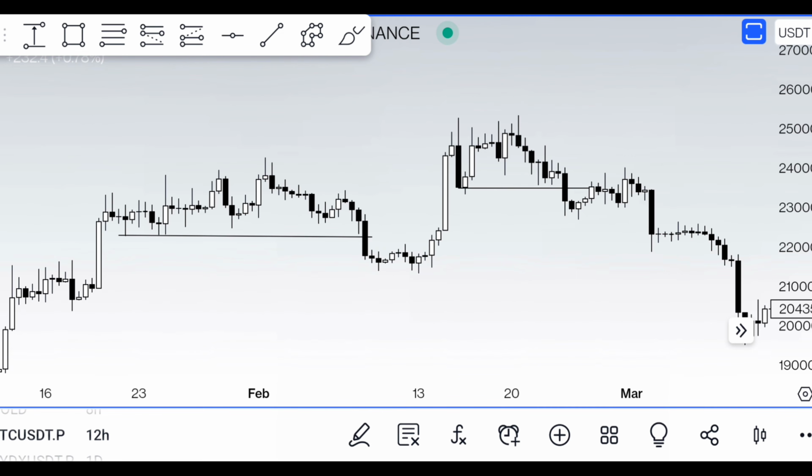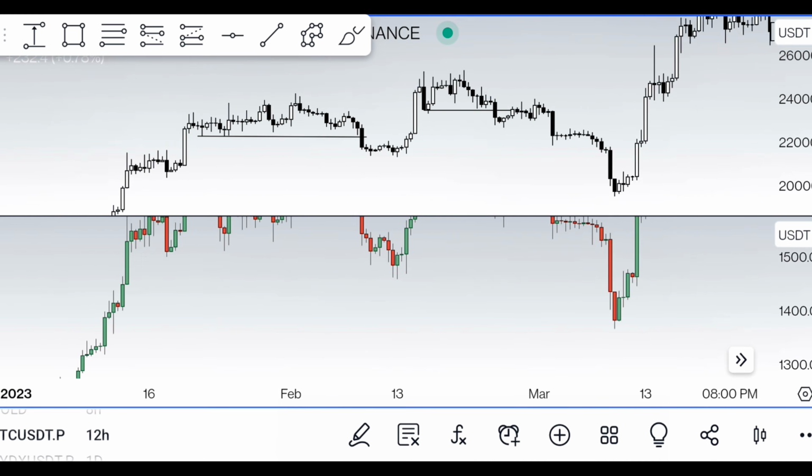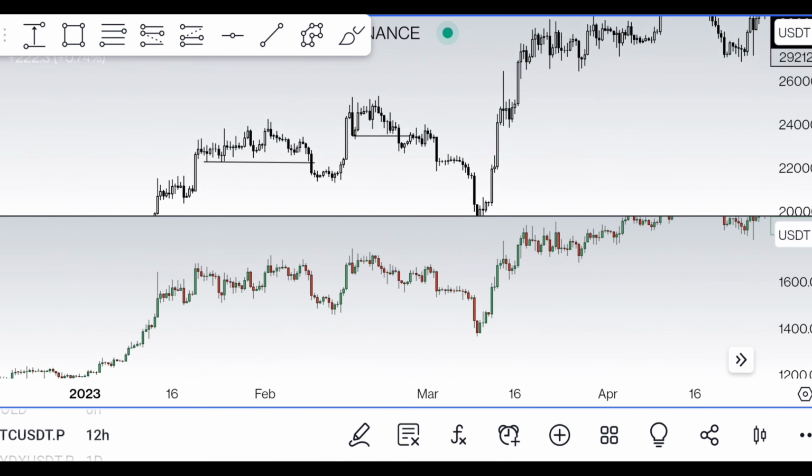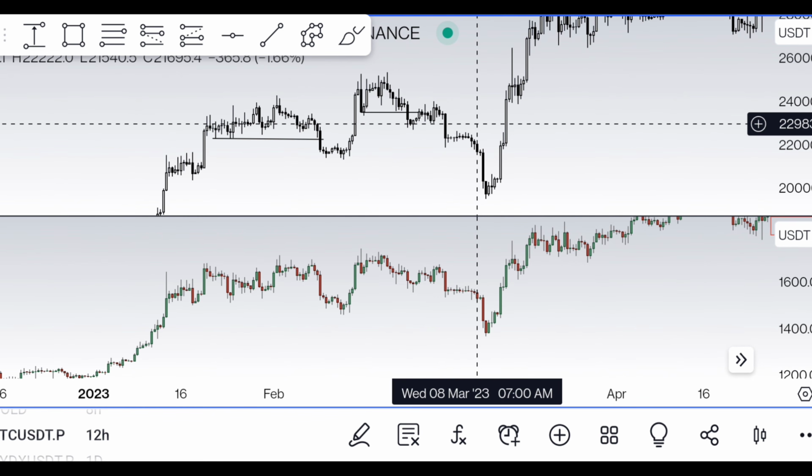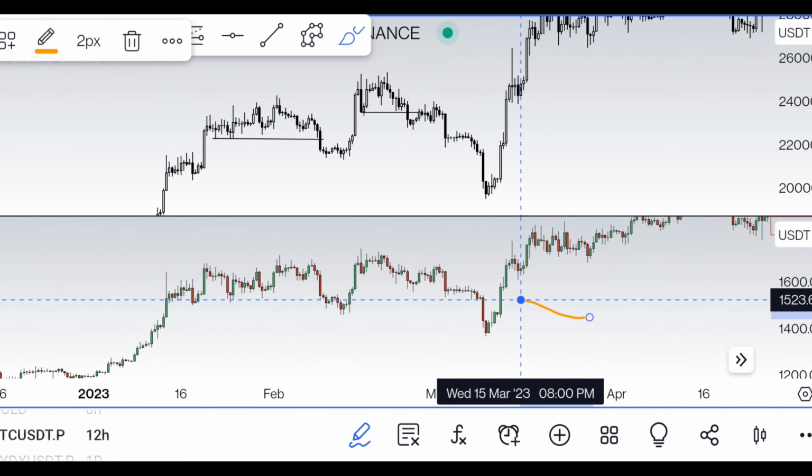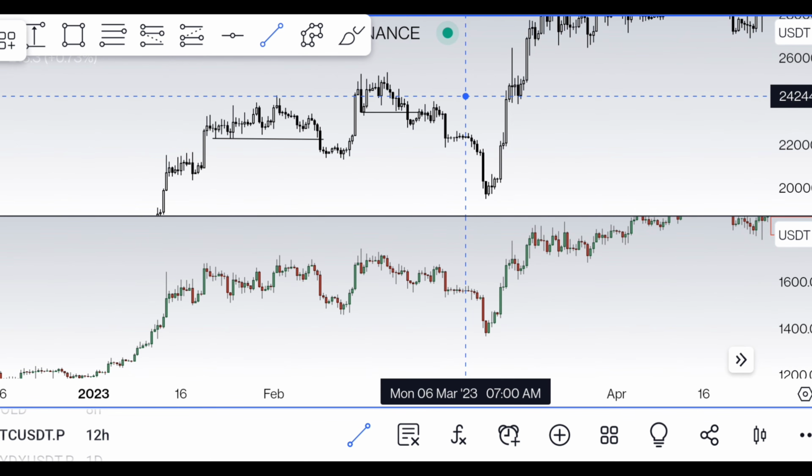To find SMT divergence, you need SMT pairs. Like here, this is the Bitcoin chart, so the pair is Ethereum. Here, this is the Ethereum. So this is the Bitcoin chart and this one is the Ethereum chart. You can use SMT divergence and turtle soup on Forex and indices, on gold, on Euro and GBP, anything. Here I will give you examples of Bitcoin and Ethereum, and you can apply this strategy on anything you want.